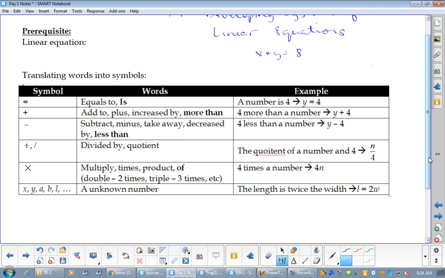Now, we have talked about a linear equation quite a bit. And that is y equals mx plus b. And a linear equation will always be an equation with degree 1. Okay, and that's what I mean by degree 1. There's a 1 on the x.